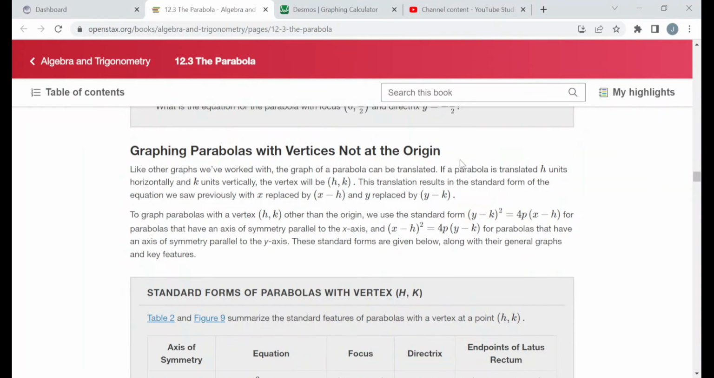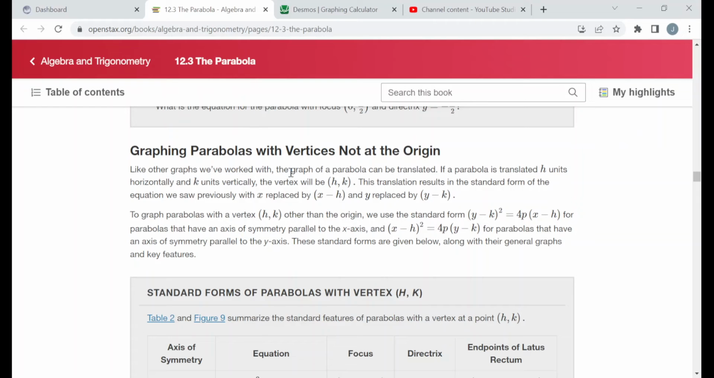Alright, so in this video I'm going to be going over examples that are taken directly from a free online textbook at openstax.org. I'm in their Algebra and Trigonometry text, section 12.3 called The Parabola. And I'm under the heading Graphing Parabolas with Vertices Not at the Origin. And the examples I'm going to be doing are either examples from the reading, or one of the try it problems from the reading, or one of the exercises at the end of the section that's related to this particular objective.